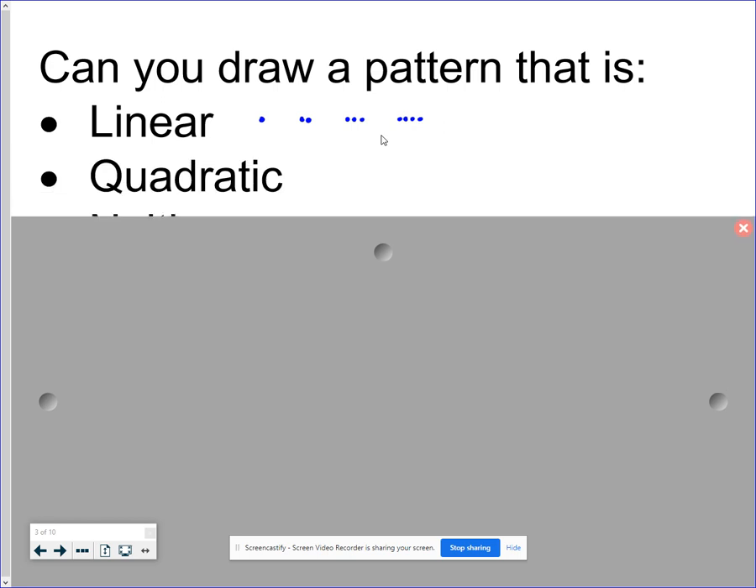To have a quadratic pattern, again, we're looking for squares. So just keeping it as easy as possible. We can say 1 squared, 2 squared, 3 squared, and 4 squared would be 16 of those. Right? So that would be a quadratic pattern.